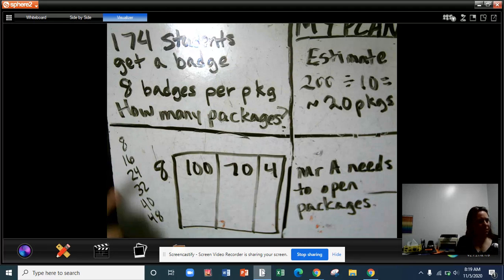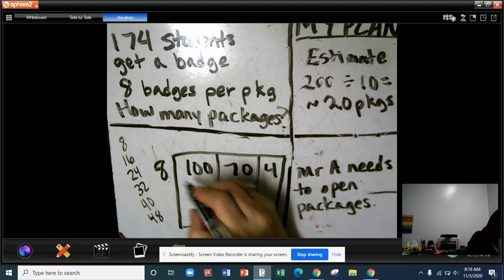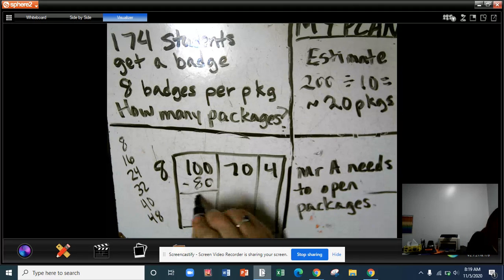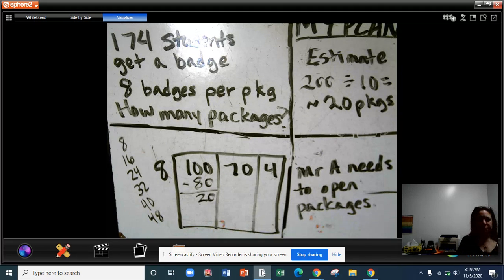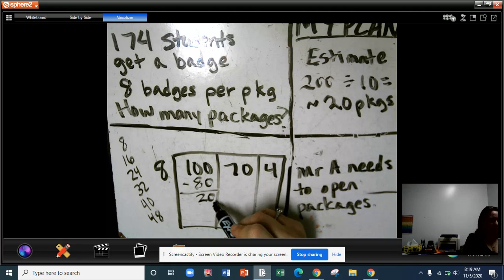Okay, so something easy I know is that 8 times 10 is 80. So I'm going to go ahead and put 80 here, and I'm going to subtract it. It's going to give me 20, right? Okay, so I just did 8 times 10, and I have a remainder of 20.